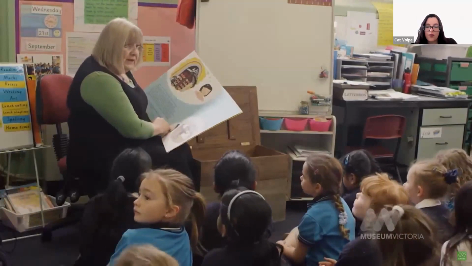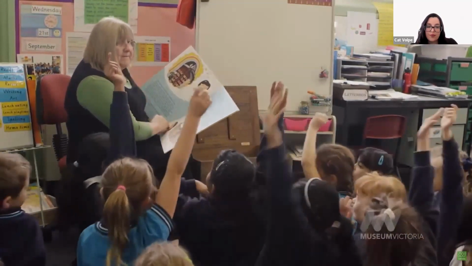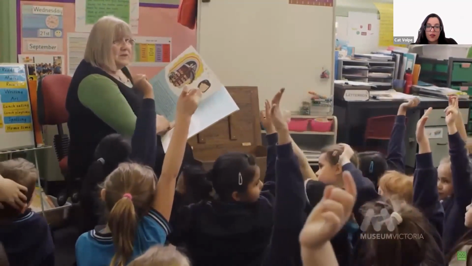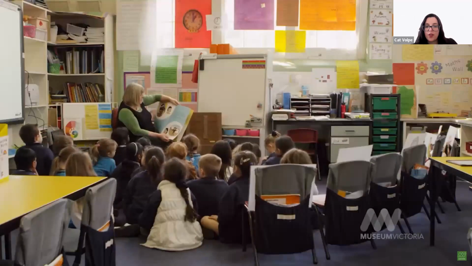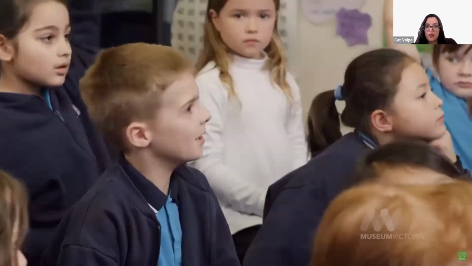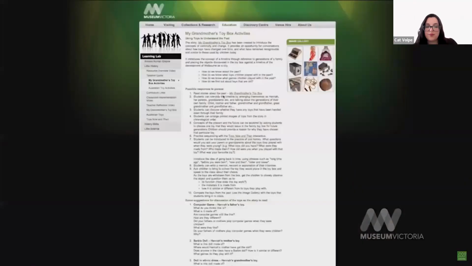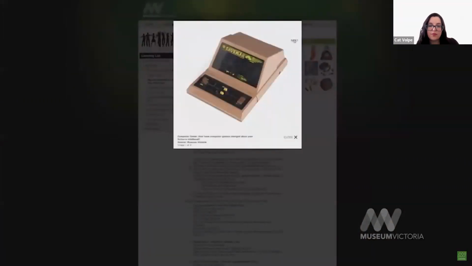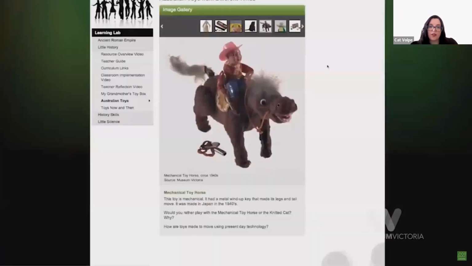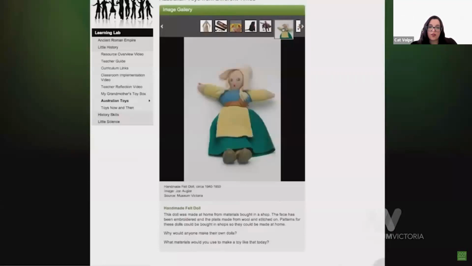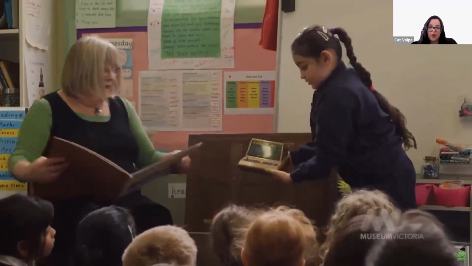Robert loved reading. How many people love reading? That's good. I think the key benefits of this program for children is that they get a very strong sense of their own knowledge and expertise in this area. The toys and games that we offer them in collections online and in these digital resources for Grandma's Toy Box allow them to become the experts, and I think that's really important.